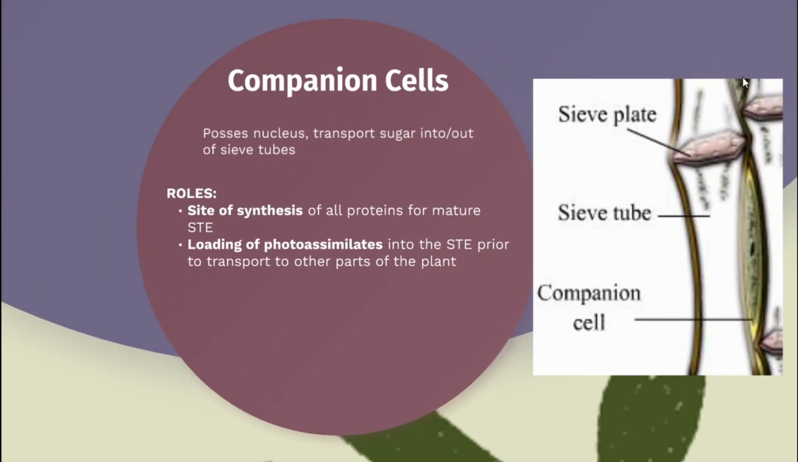Companion cells. They have a nucleus and help in transporting sugar into and out of sieve tubes. Their role is in the synthesis of all proteins for mature sieve tube elements. They also load photoassimilates into the sieve tube prior to transport to other parts of the plant.